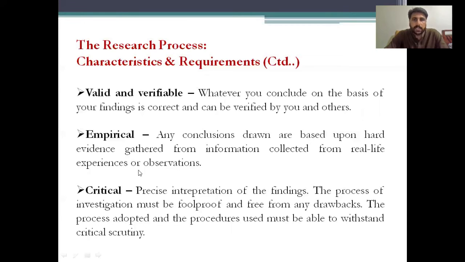Research should be empirical. That's very important. Any conclusion that you write, this is very specific and very important in biomedical sciences. We will be coming towards that in a few slides later on. The conclusions drawn from research should be based on information gathered from real life experiences or observations. It's not something out of this world. You don't present a phenomenon which is absolutely out of this world.